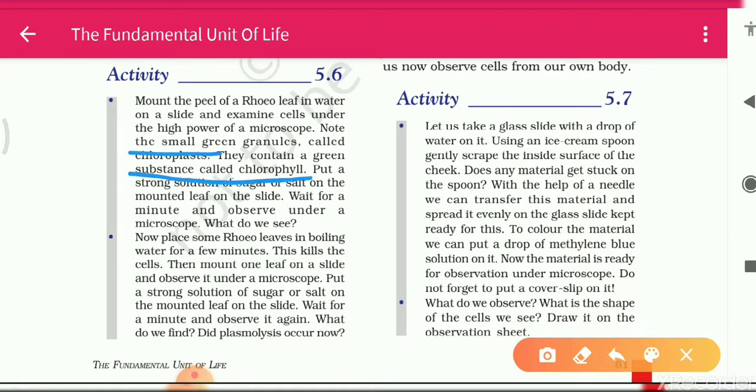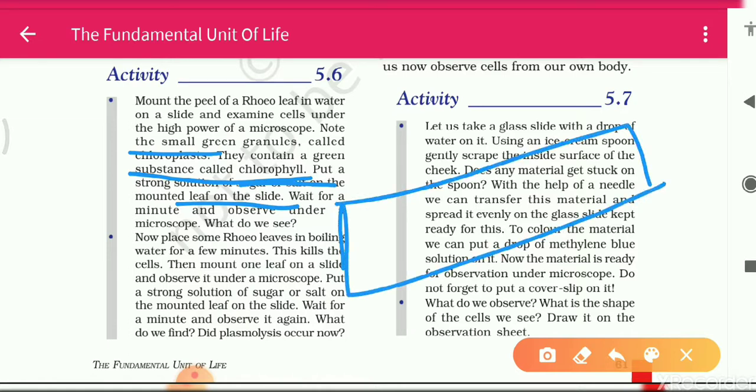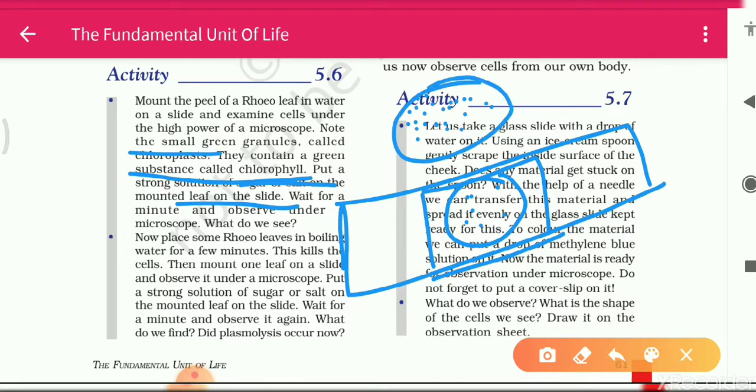Then after that, you will put a water solution, sugar solution or salt solution on this slide. Now see here, students, I will explain it like this. Take one slide, put a peel of the Rhoeo leaf here, put a few drops of water, and then put a cover slip on it. When we see this slide under the microscope, we see small green granules, which are called chloroplasts, and inside the chloroplast a green pigment is present, which is called chlorophyll.